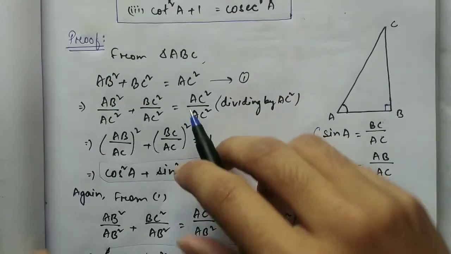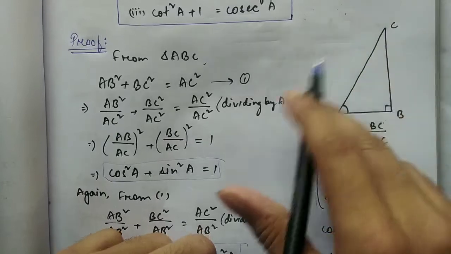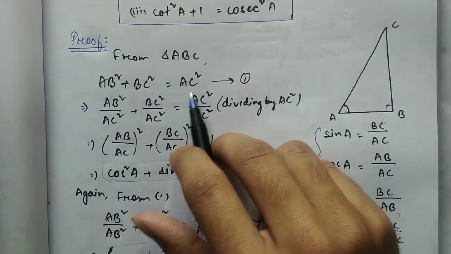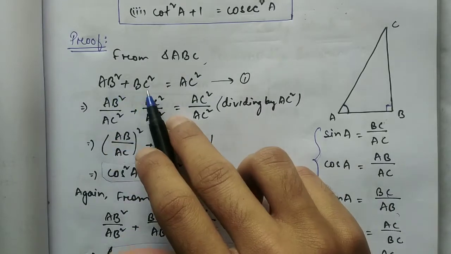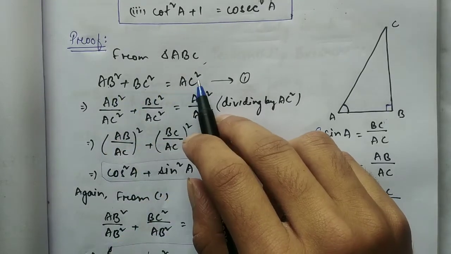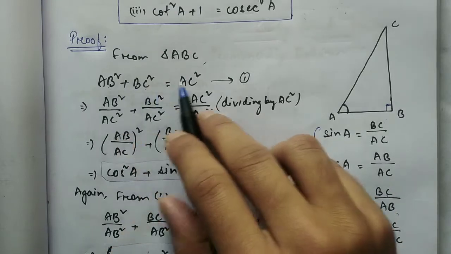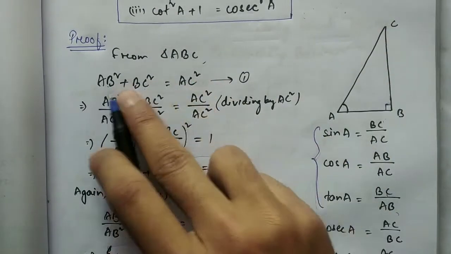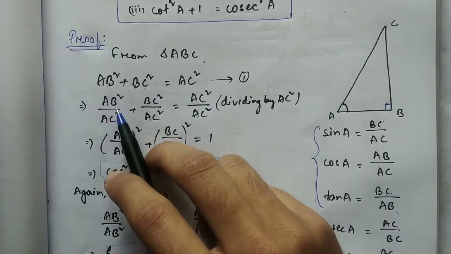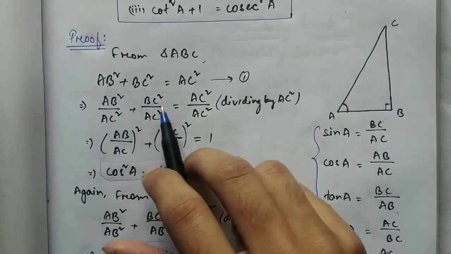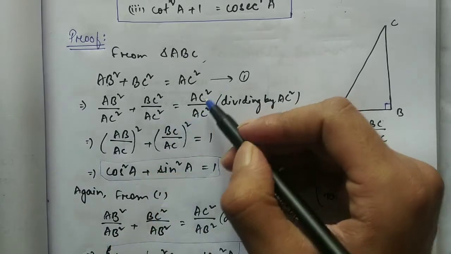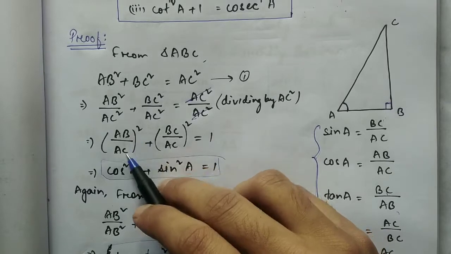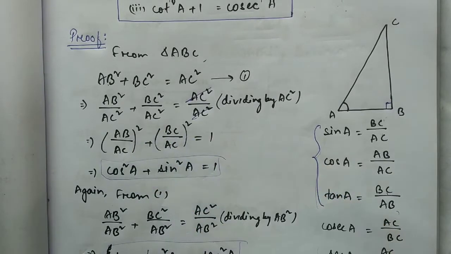Now what we do next is apply Pythagoras theorem to this triangle, that is base square plus perpendicular square is equal to hypotenuse square. Here base is AB, perpendicular is BC, and the hypotenuse is AC. So AB square plus BC square becomes AC square, and the next step is we divide both the sides by AC square. So we get AB square by AC square plus BC square by AC square is equal to AC square by AC square. They get cancelled out, and we get (AB by AC) whole square plus (BC by AC) whole square equal to 1.